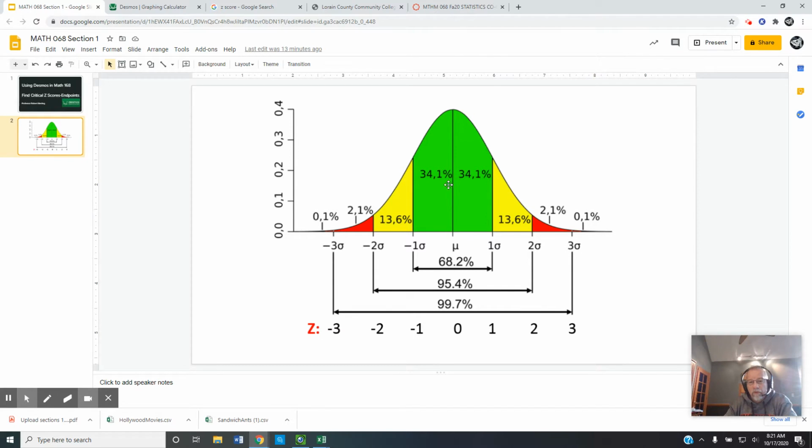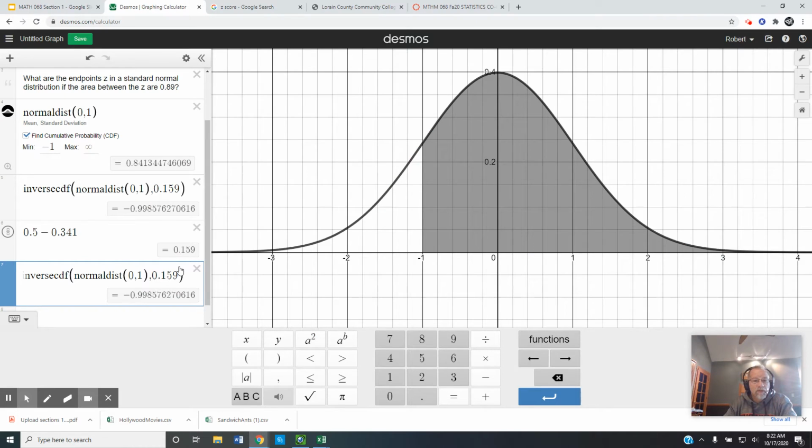Well, what I really want here is 50%. I want this right side 50, plus I want 34.1%. So I want 84.1%. That's really what I want here. 50 plus 34.1 is 84.1. I want 84.1% or 0.841. So I go back to Desmos and I say, hey, area to the left. Area to the left is 0.841.